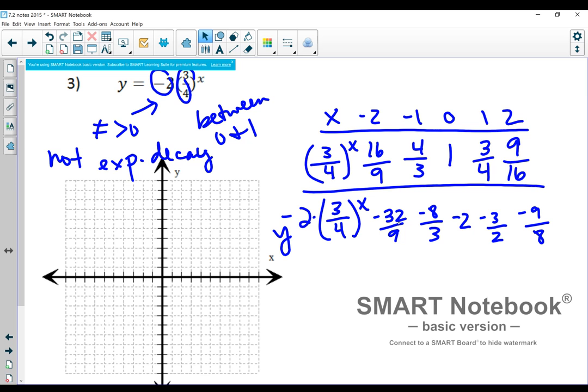So 9 divides into 32. Let's see, 9 times 3 is 27. So maybe 3.5, somewhere around there. This isn't super accurate when we graph, so I just worry about what it's between. I don't worry about making it super accurate. So -2, and then between 3 and 4. -8/3, that's -2 and 1/3. 0 is -2. 1 is -3/2, and then -9/8. So again, it doesn't look like exponential growth or decay, and it's not exponential growth or decay.